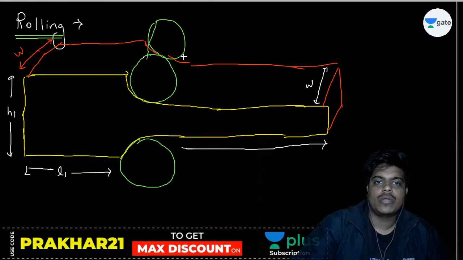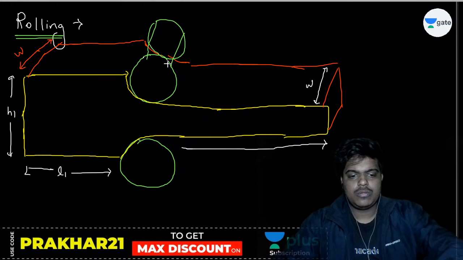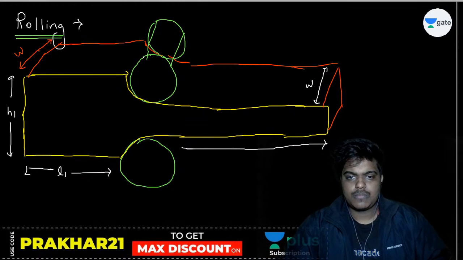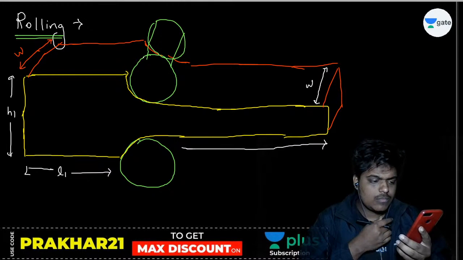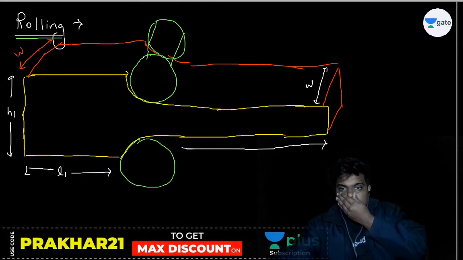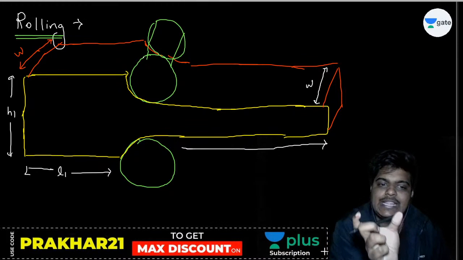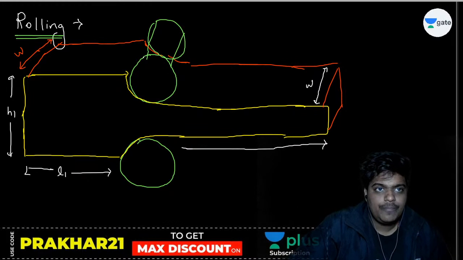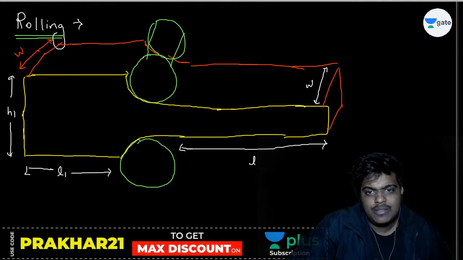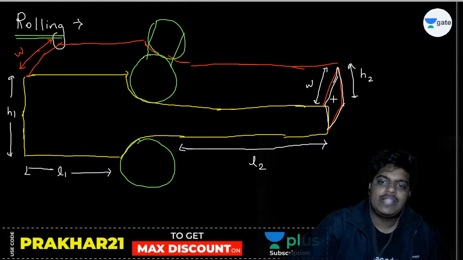ये आपका पूरा एक रोलर हो गया. देखो अब क्या होता है, this is constant, that is initially the length is L1, the height is H1, the width is W. After deformation the length becomes L2, the height becomes H2, this is the cross section. ठीक है. And the width remains constant.